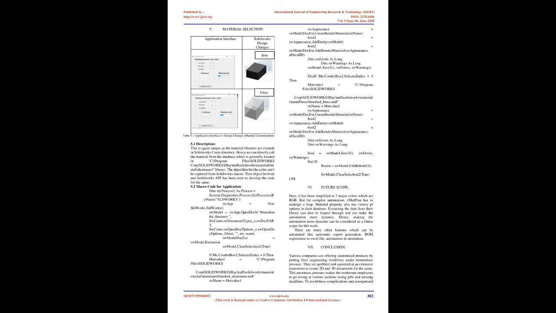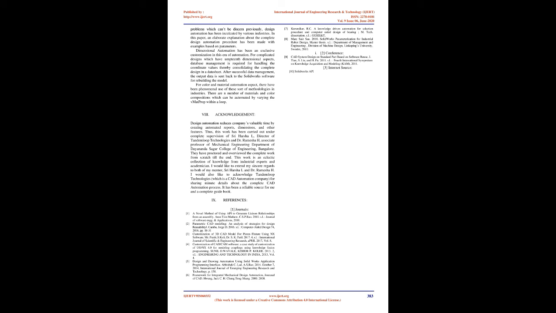To avoid these complications and unorganized problems which can't be discerned previously, design automation has been inculcated by various industries. In this paper, an elaborate explanation about the complete design automation procedure has been made with examples based on parameters. Dimensional automation has been an exclusive customization in this era of automation. For complicated designs which have innumerable dimensional aspects, database management is required for handling the coordinate values, thereby consolidating the complete design in a datasheet.